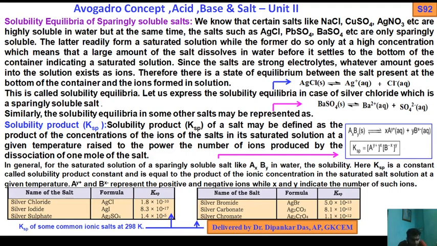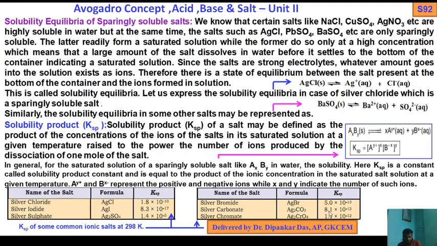Now let us see a few examples of salts having Ksp values. Silver chloride, AgCl, Ksp value 1.8 × 10^-10. Silver iodide, AgI, 8.3 × 10^-17. Silver sulfate, Ag2SO4, 1.4 × 10^-5. Similarly, silver bromide, AgBr, 5.0 × 10^-13. Silver carbonate, Ag2CO3, 8.1 × 10^-12. Silver chromate, Ag2CrO4, 1.1 × 10^-12. So these are the values of Ksp.